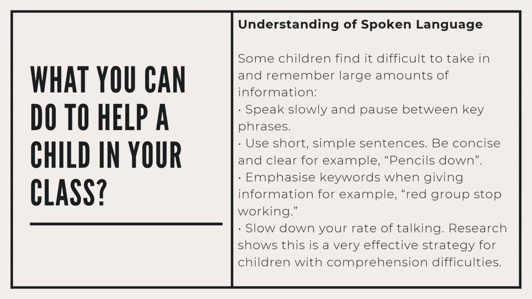Let's go to understanding of spoken language. Take note that these are now the characteristics of children with special education. Some children find it difficult to take in and remember large amounts of information, so we must speak slowly and pause between key phrases. Use short, simple sentences, be concise and clear. For example, pencils down. Emphasize keywords when giving information. For example, red group, stop working. Slow down your rate of talking. Research shows this is a very effective strategy for children with comprehension difficulties.